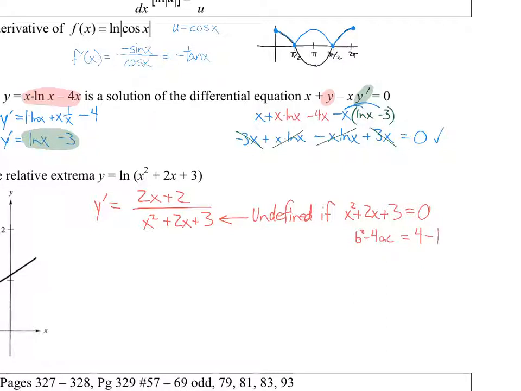4 minus 12 is negative, of course. So it's 8, not factorable. But also we're doing a square root, right? So if we're taking the square root of a negative number, we're not going to get any real values, so it's undefined. Okay? So it's always defined.